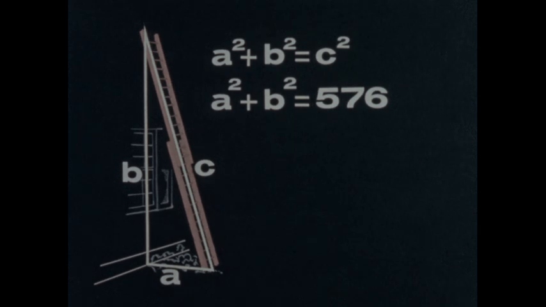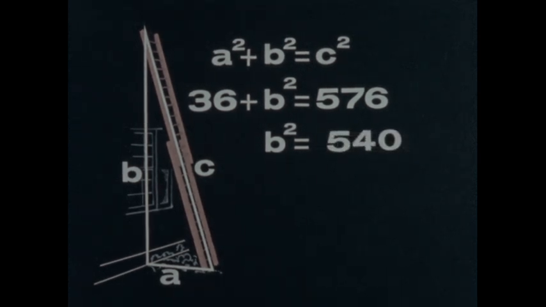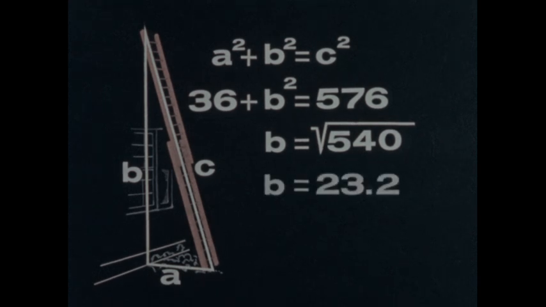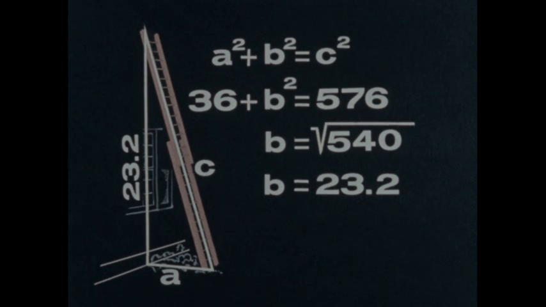Side A, the distance from the bottom of the ladder to the wall, is 6 feet. 6 squared is 36. Subtracting 36 from 576 gives us 540. This is the square of side B. To find the length of the side, we take the square root of 540, which is 23 2/10. Side B, the distance from the ground to the point where the ladder is resting against the wall, is 23 2/10 feet.